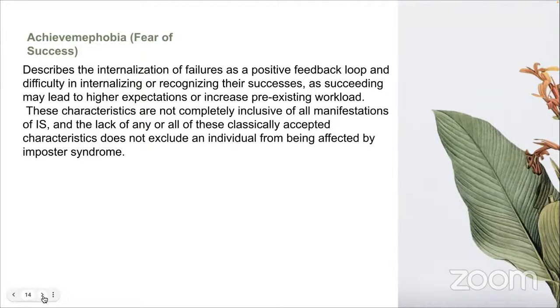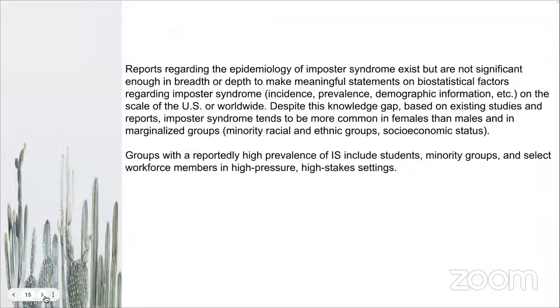These characteristics are not completely inclusive of all manifestations of imposter syndrome, and the lack of any or all of these classically accepted characteristics doesn't exclude an individual from being affected by imposter syndrome. So these are just like outlines for the condition.